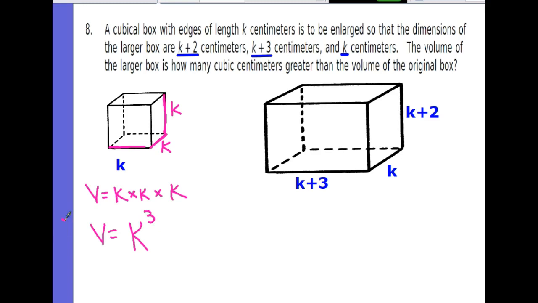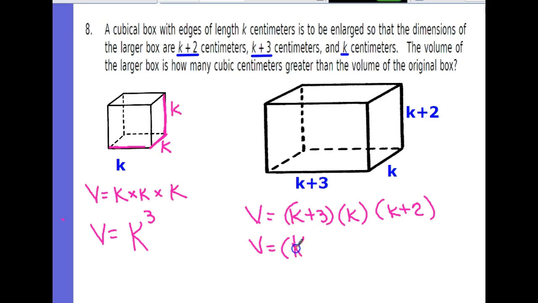Now then it says you take this cube and increase one side by 2 and another side by 3, so k plus 2 and k plus 3, and so this would be the bigger box. So the volume would be length times width times height. Now, it doesn't make any difference which order you multiply these together in. So I think it would be easier to multiply the k plus 3 times the, I keep trying to make an x instead of a k. I like x is better. So this is k plus 2.